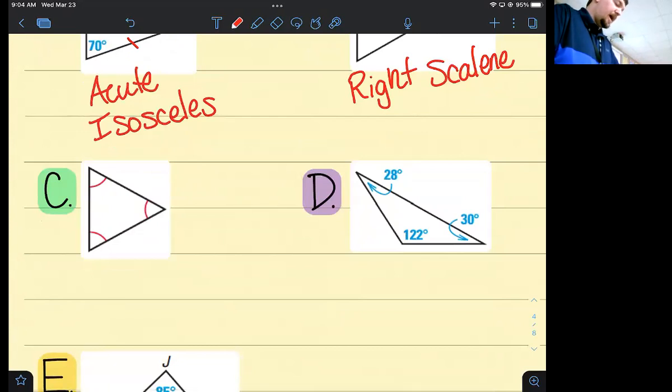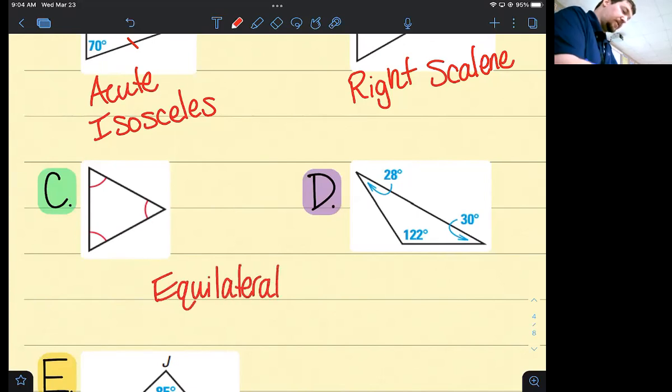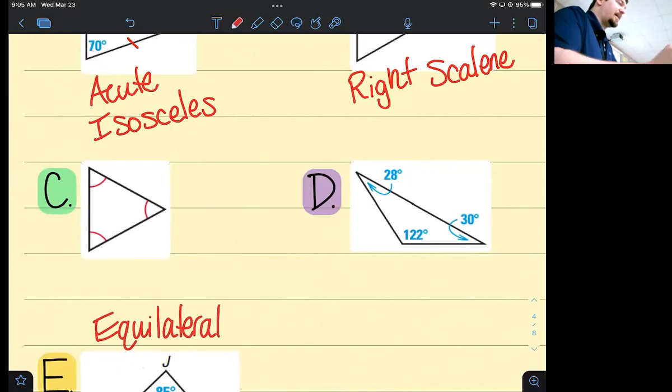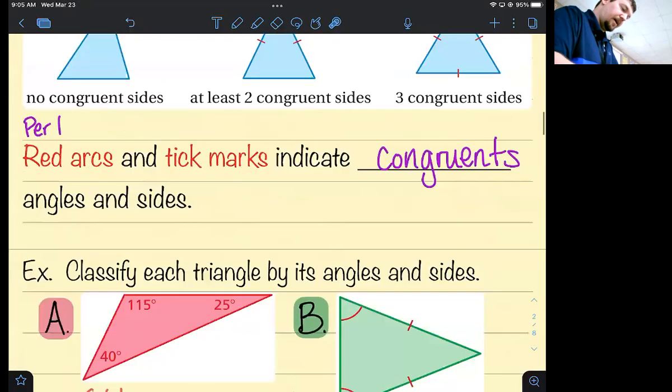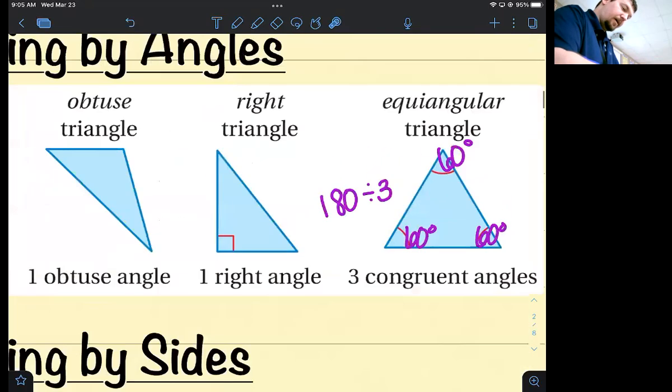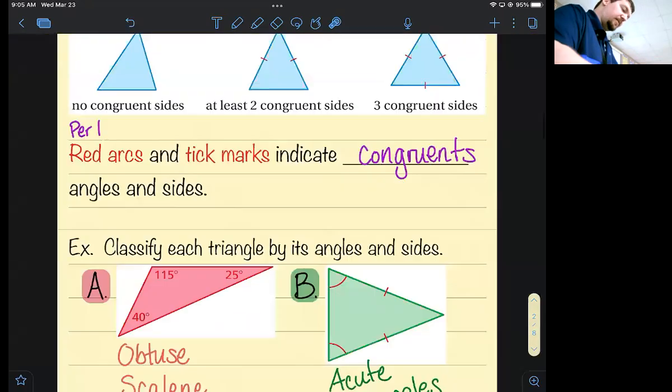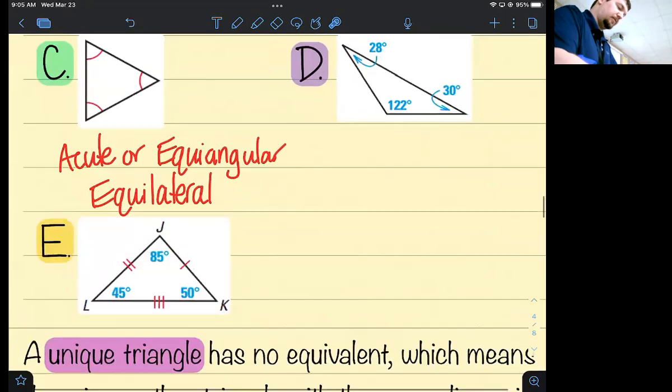Example C. I see 3 equal angles. What can I call this? I could say it's equilateral. It is equilateral because 3 equal angles means 3 equal sides. So that's how I classify it by its sides. How do I classify it by its angles then? I could say acute equilateral or equal angular. Is that how you spell equal angular? I'm going to go back up and look. That's why I don't count off for spelling, because I can barely spell stuff myself. E-Q-U-I-A. Okay, so there are 3 vowels in a row. It just looked weird, but that's how it's supposed to be spelled.